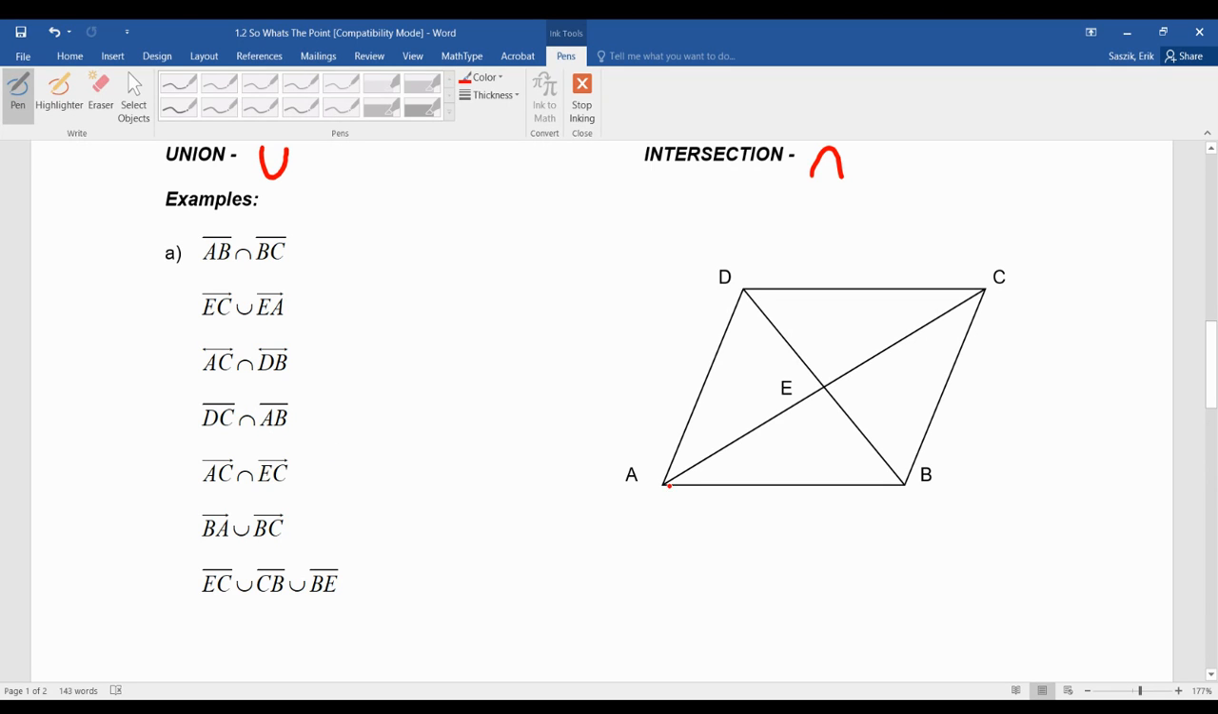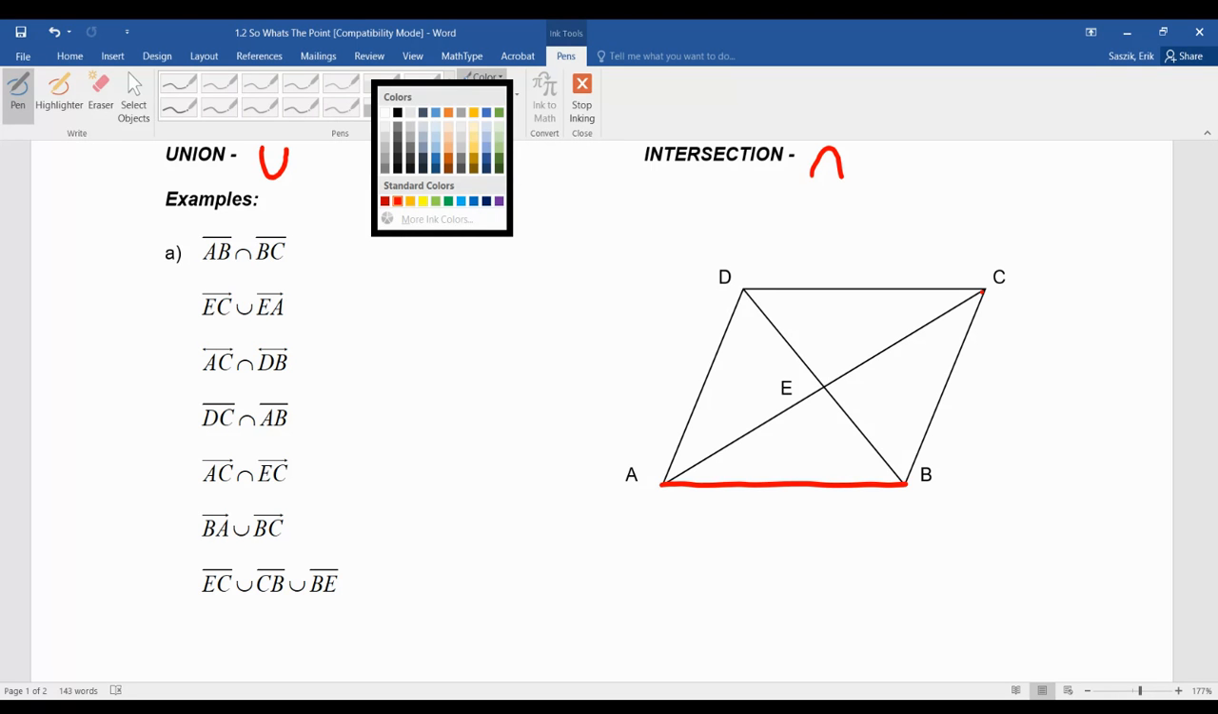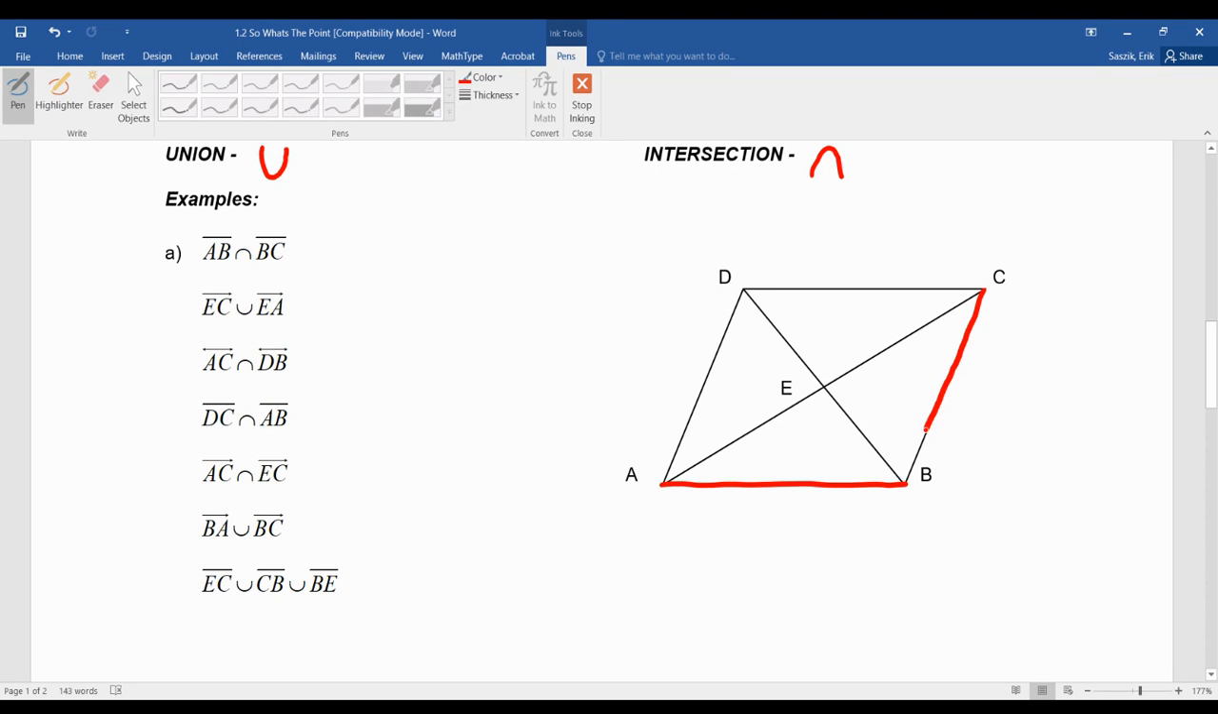Here we're talking about the intersection of segment AB and segment BC. Where do those two things intersect? What do they have in common? Right there, they have point B. That's the answer. Now, if this had been the union, we would have said angle ABC. That's the difference, because union is what the two things form together. Intersection is what they have in common.